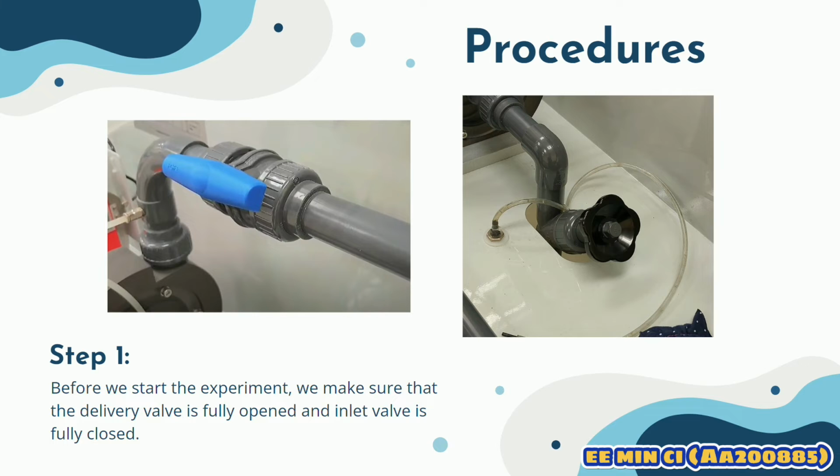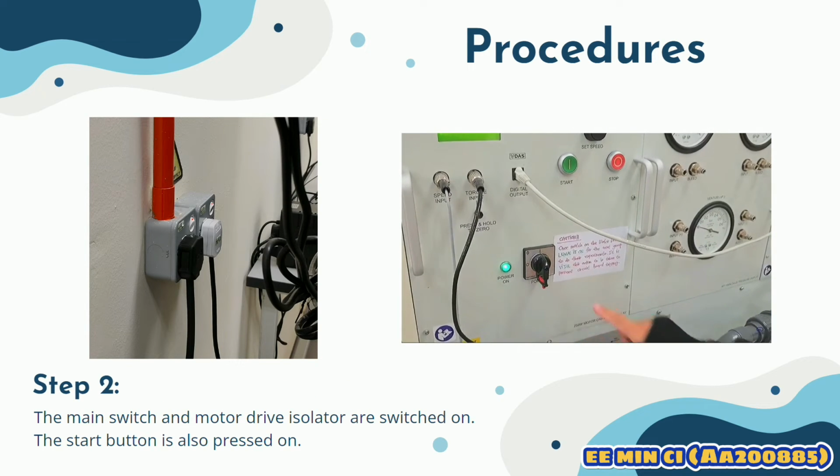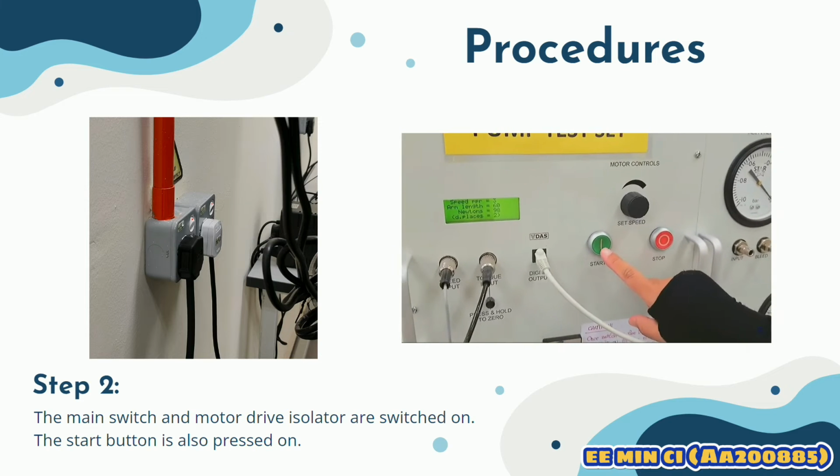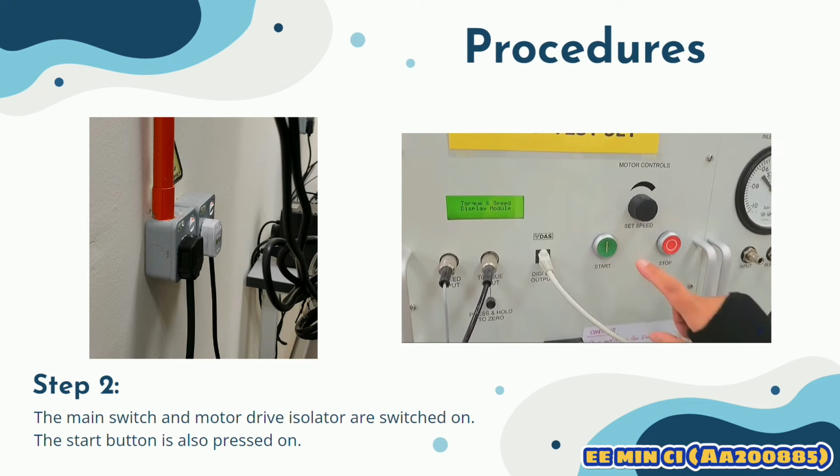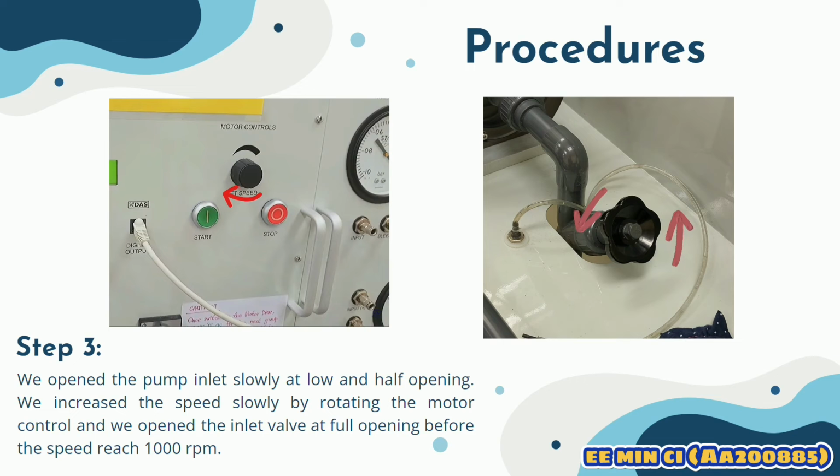Hi and good day, my name is Imiji and I will explain the procedure for this experiment. For the first step, before we start the experiment, we make sure that the delivery valve is fully open and the inlet valve is fully closed. Step 2, the main switch and the motor drive isolator are switched on. The start button is also pressed. Step 3, we open the pump inlet slowly to half opening. We increase the speed slowly by rotating the motor control, and we open the inlet valve to full opening before the speed reaches 1000 rpm.